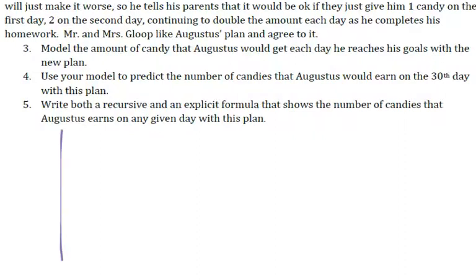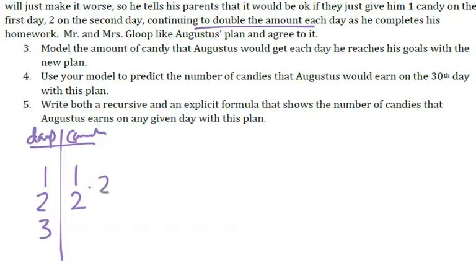So, make a table. We've got days. We've got candy. So it says on the first day he had 1, the second day had 2, the third day he didn't have 3 because they said we're doubling, right? What does doubling mean in math? It means we're multiplying by 2. So it means we've got a geometric pattern here, don't we? Which just is good to know.